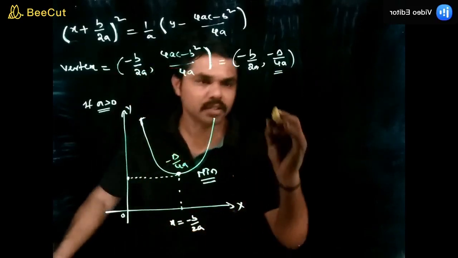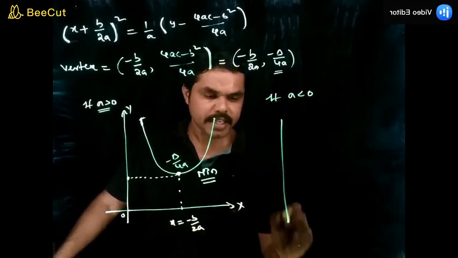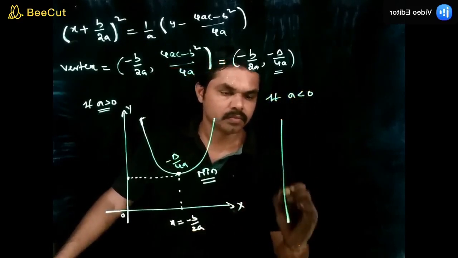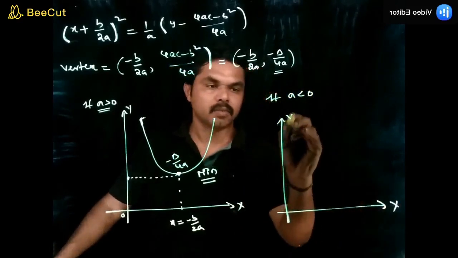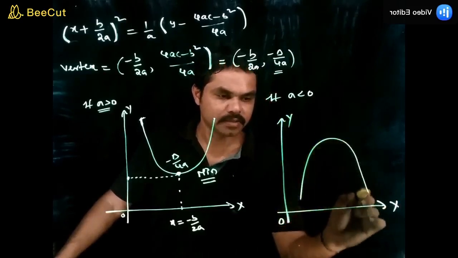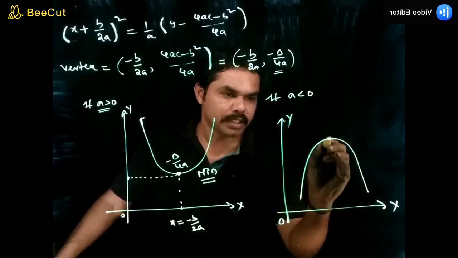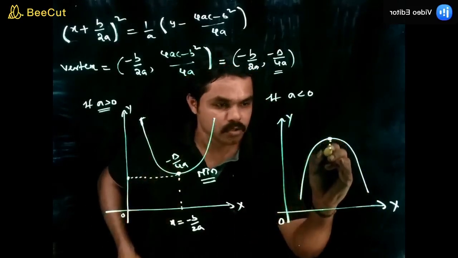Okay, right. If a is less than 0, let's say x-axis, y-axis, origin, the parabola may be like this. Right. This is the vertex of the parabola, right? That is the vertex of the parabola.